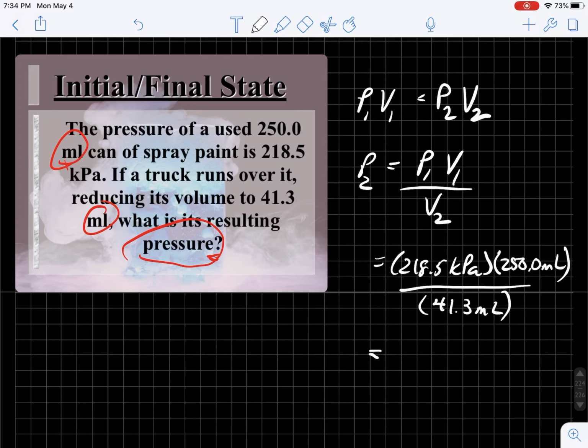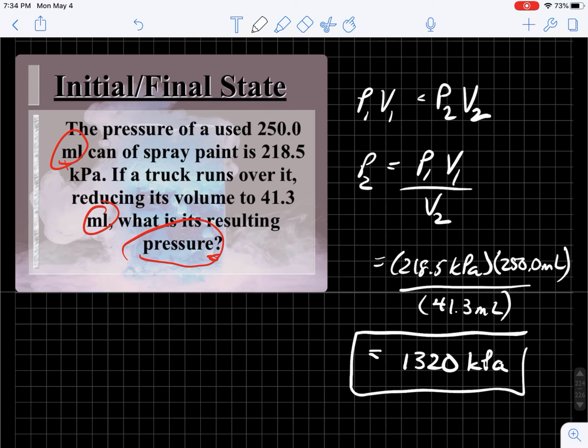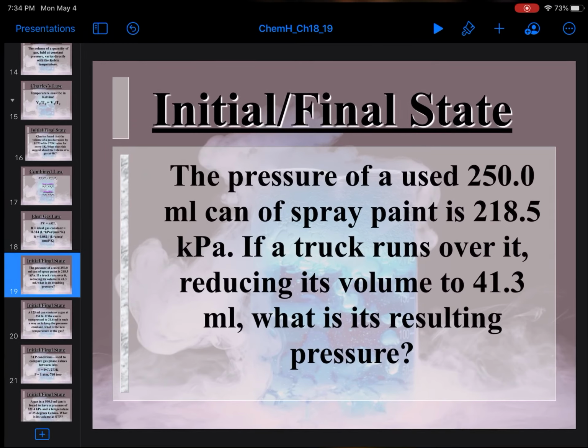Now, is our answer going to make sense? Well, if the can gets squished, we would expect the pressure to go up. So we get 218.5 times 250 divided by 41.3. And that's 1,322.6 and so on. And I'm looking at a total of 3 sig figs. So 1,320 kilopascal. Do I convert it to atmospheres? To millimeters of mercury? No, because the problem didn't ask me to. Only asked me what was the resulting pressure.